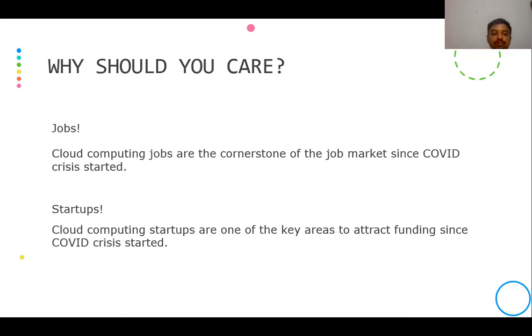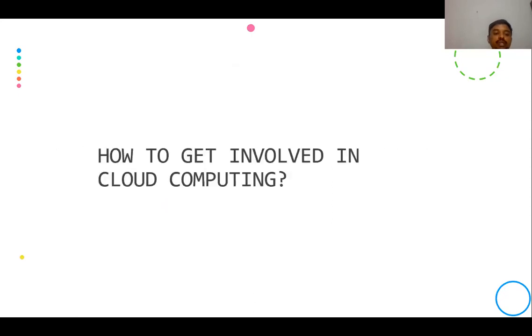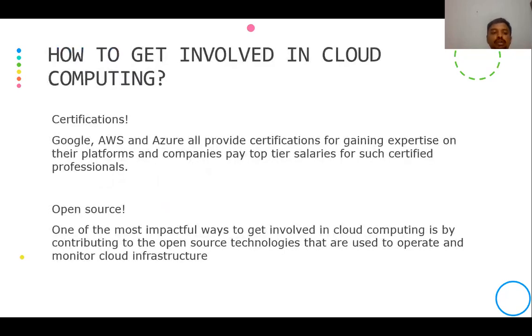Now, okay, we understand that cloud computing jobs are vacant right now. There's a lot of opportunity for somebody to get into cloud computing. How does somebody go about getting involved in cloud computing, right? One way to go about it is via certifications.